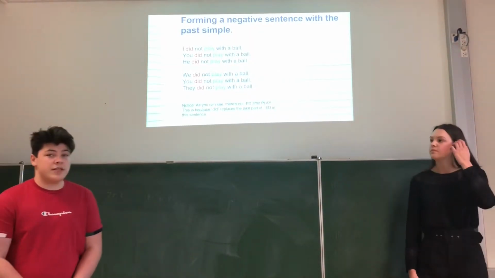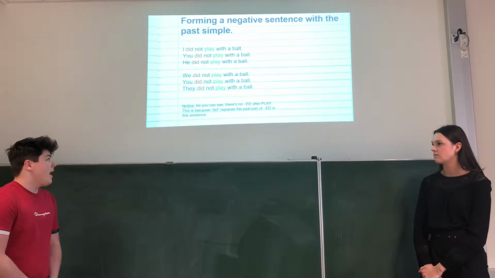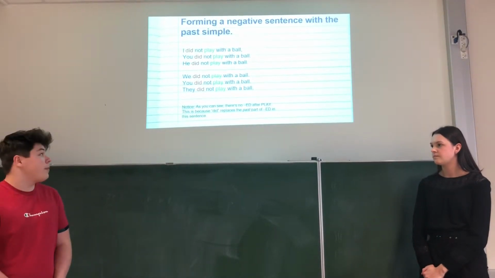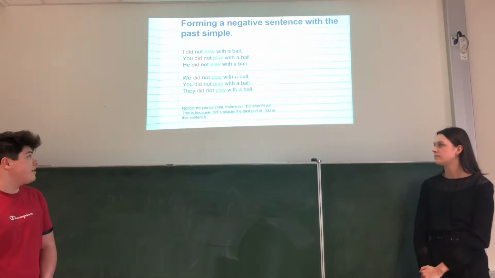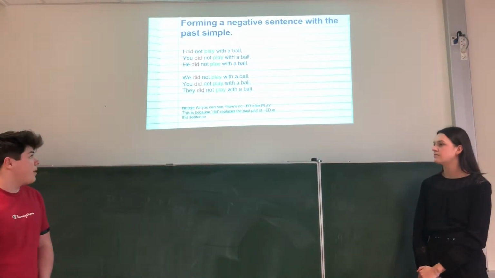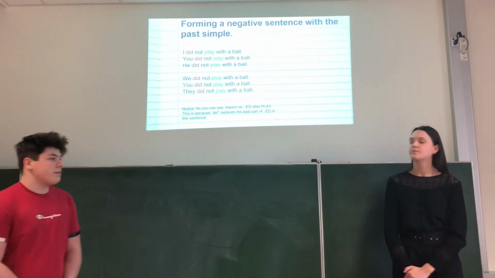Now, forming a negative sentence with the past simple. I did not play with the ball in this example. As you can see, there's no -ed after play. This is because did replaces the past part of the -ed in this sentence. For example, I did not play with the ball, you did not play with the ball, and he did not play with the ball.